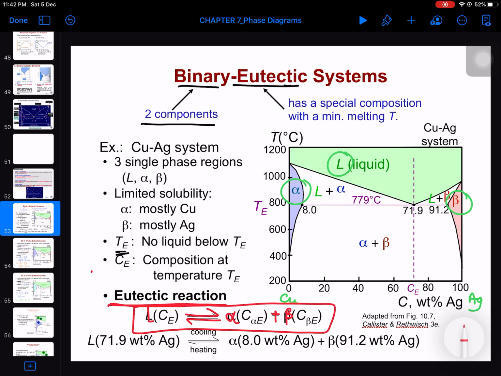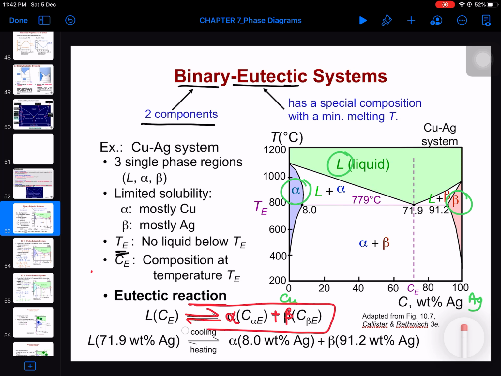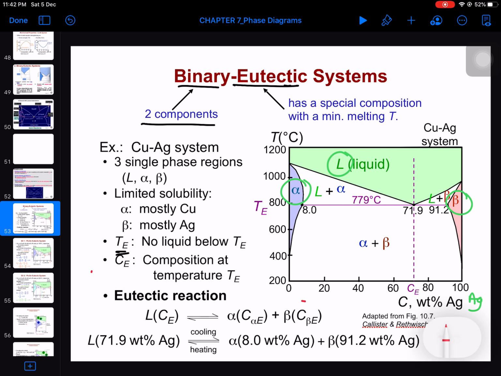All right, so for this particular binary eutectic system consisting of copper and silver, since all of this eutectic reaction occurs at a very specific composition and a very specific temperature, we can actually figure it out. So let's have a look. The eutectic composition, CE, for the copper and silver system occurs at 71.9 weight percent of silver. So now you can see that it says there. When it's all liquid, we have 71.9 weight percent of silver.